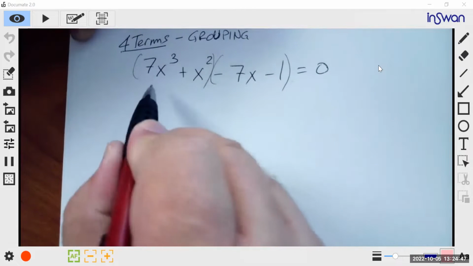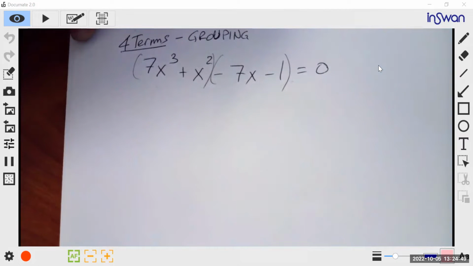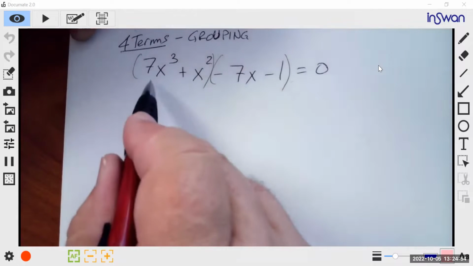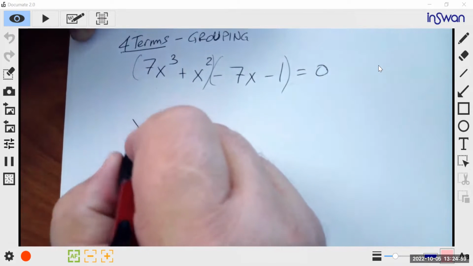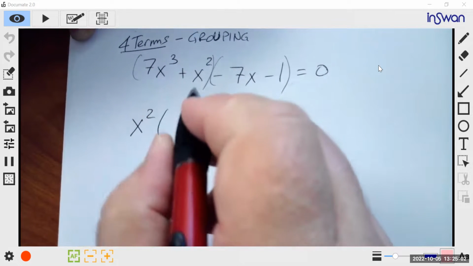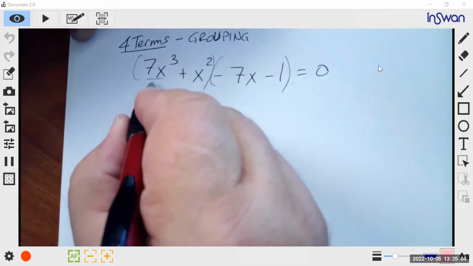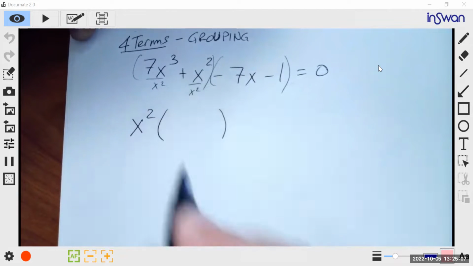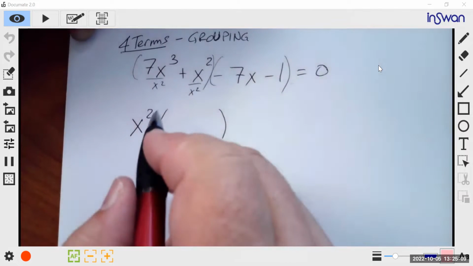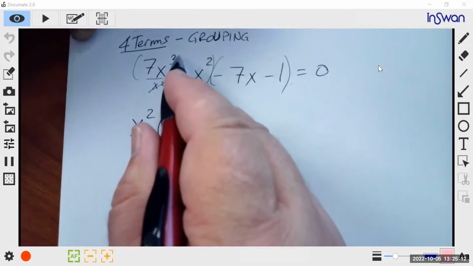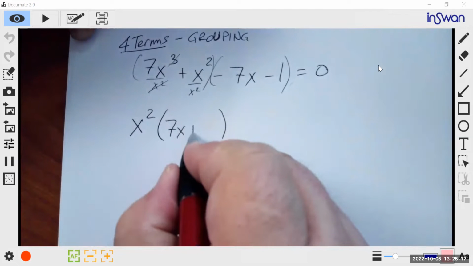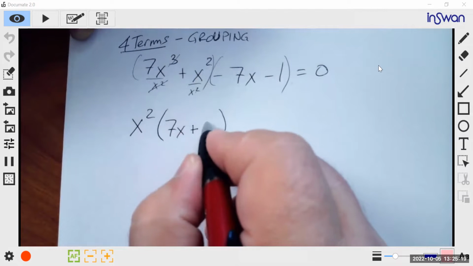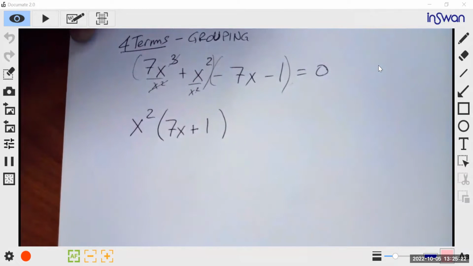What can I factor out of the first one? What do they have in common? How many of them? 2 x's. So I can take out x squared. If I take out x squared, what do I have left inside there? I took out 2 x's, so I have 7x. If I took out 2 x's, I only have 1 left, 1 there.